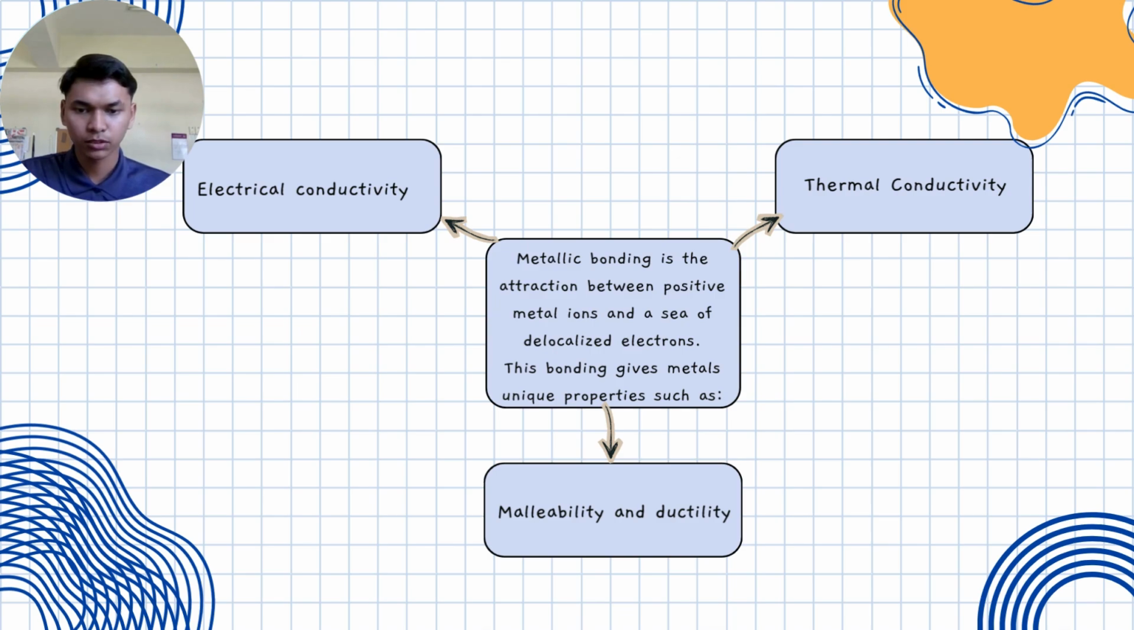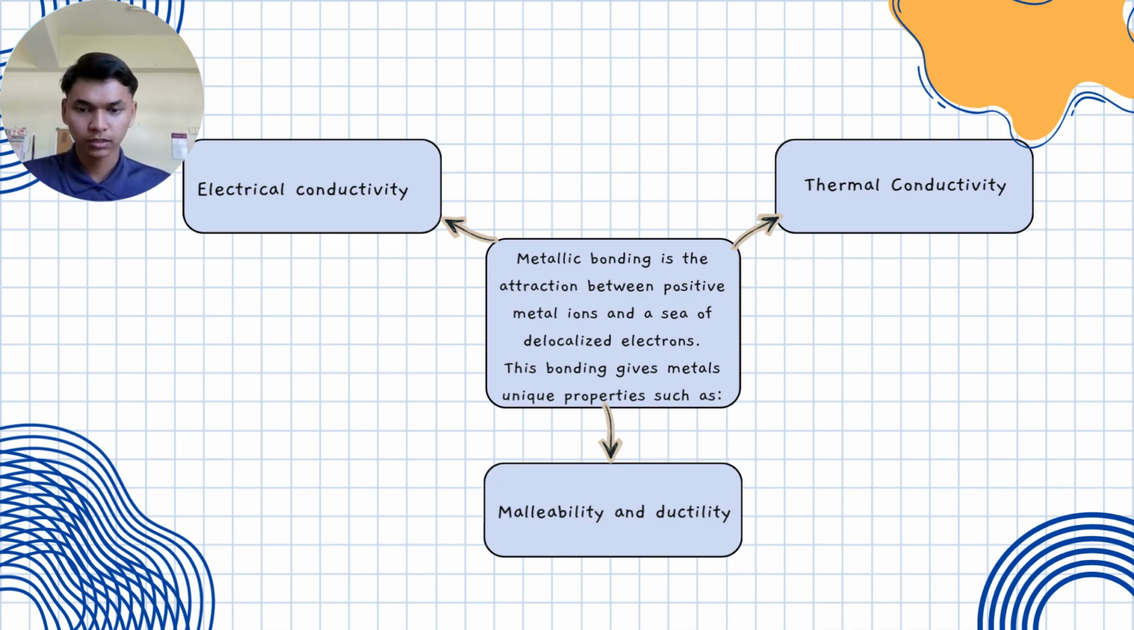Metals can be hammered into thin sheets and stretched into wires. This is because the metallic bond is non-directional, so the layers of metal ions can slide past each other while still being held together by the sea of electrons. Third, thermal conductivity. Metals are good conductors of heat because the free-moving electrons can quickly transfer thermal energy throughout the metal.